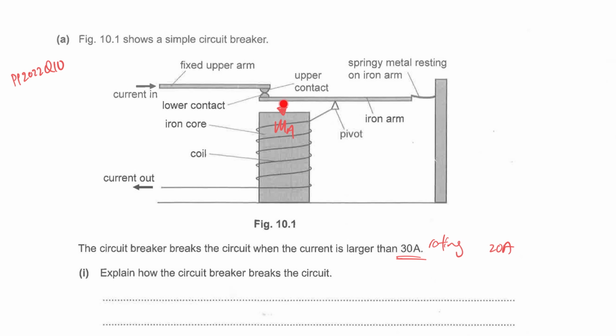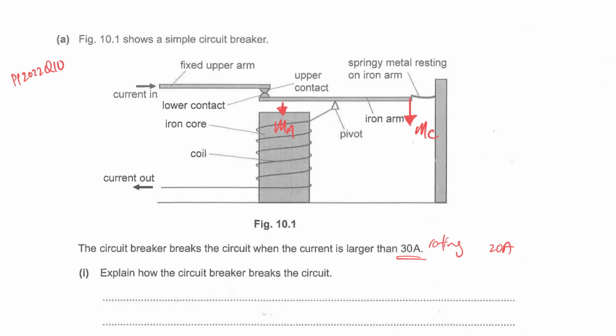So as mentioned, there's already an attraction force on the iron arm by the iron core, creating an anti-clockwise moment. So you have to understand that the springy metal is exerting a downward force that will create a clockwise moment about the pivot. Another way of looking at it is I can also replace the springy metal with a spring that's pulling the right side of the iron arm downwards so as to create the clockwise moment. So as you can see, both methods are doing the same thing.